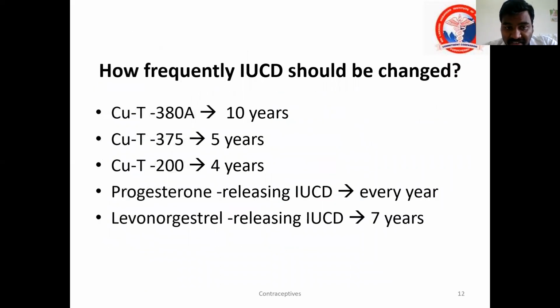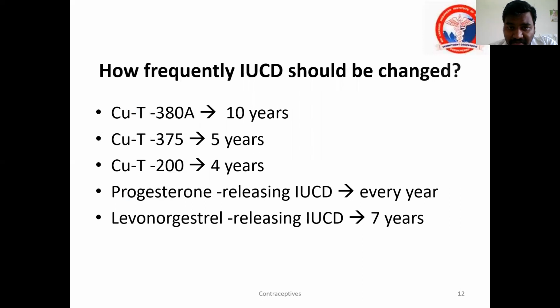How frequently should it be changed? Each device has a shelf life. For example, Copper 380 can be placed for 10 years; it can be replaced once in 10 years. Though the woman will not be using it for 10 years, it has a period of 10 years. And 375 is 5 years. The last two indicate third generation IUD devices, that is progesterone and Mirena. Progesterone should be changed once every year because the progesterone dose will decrease gradually. In Mirena, the composition is levonorgestrel and it should be changed once in 7 years.